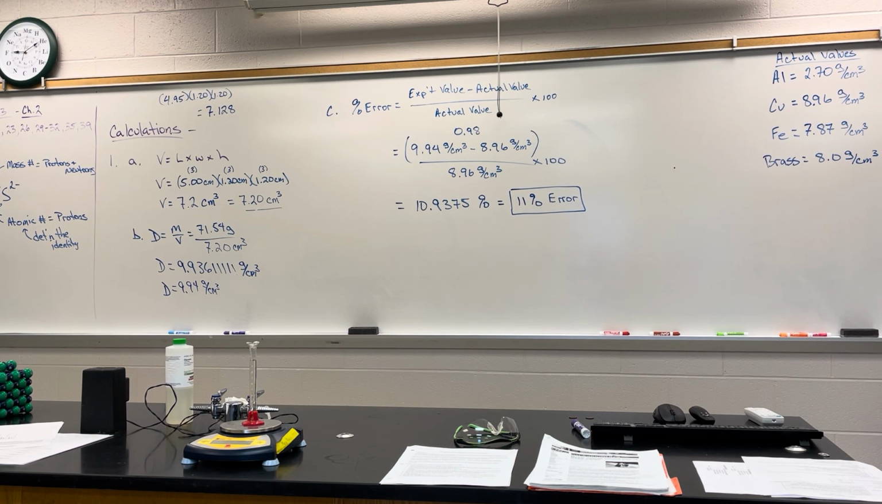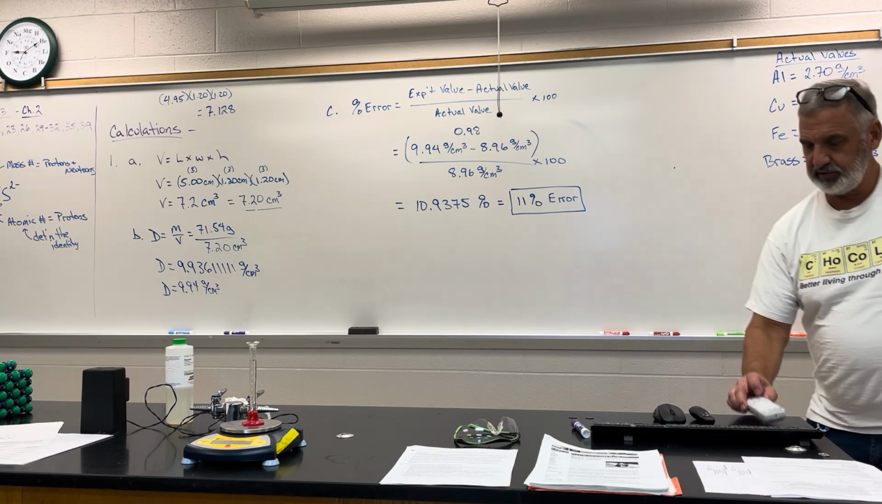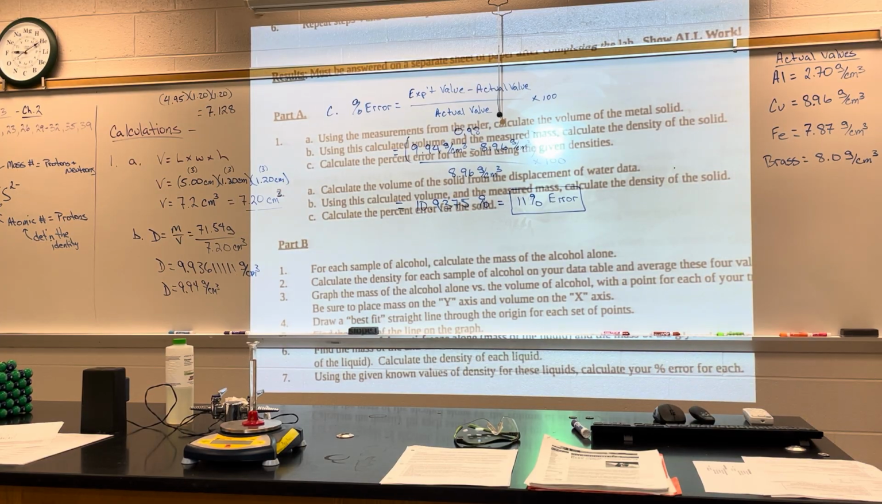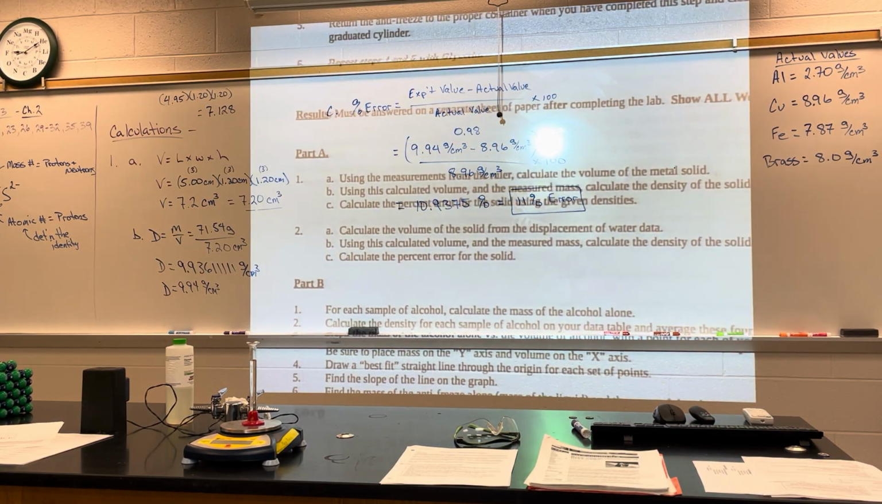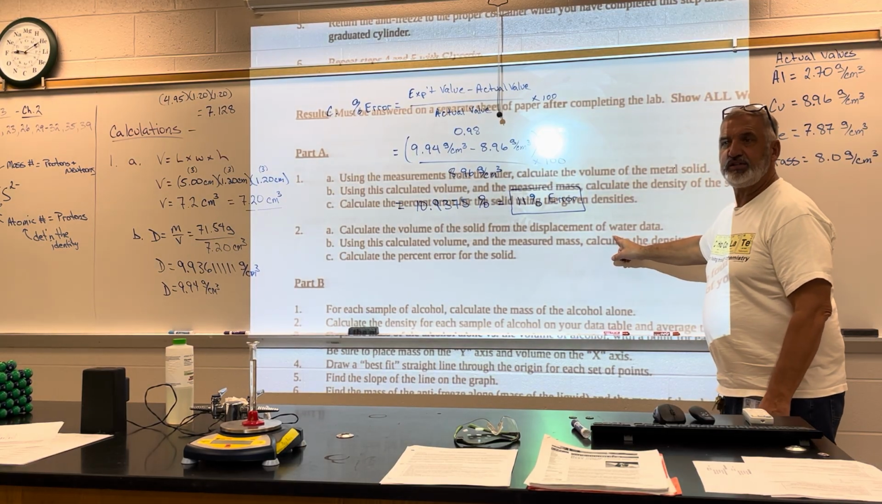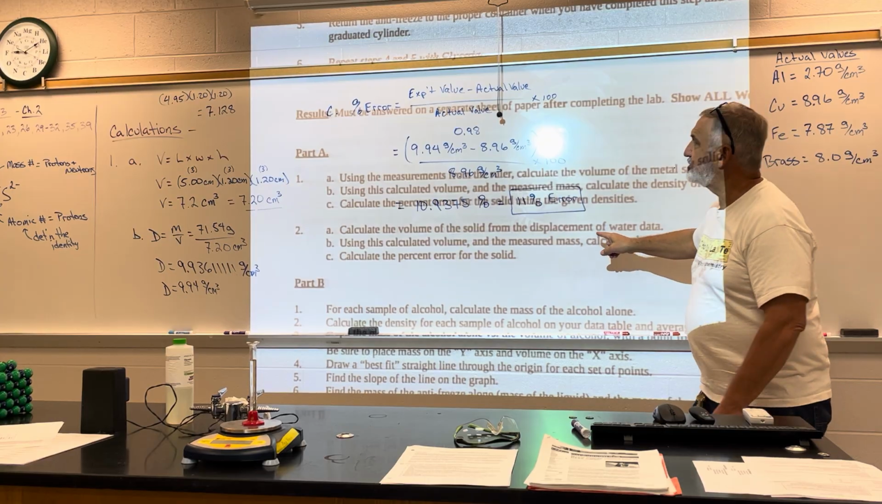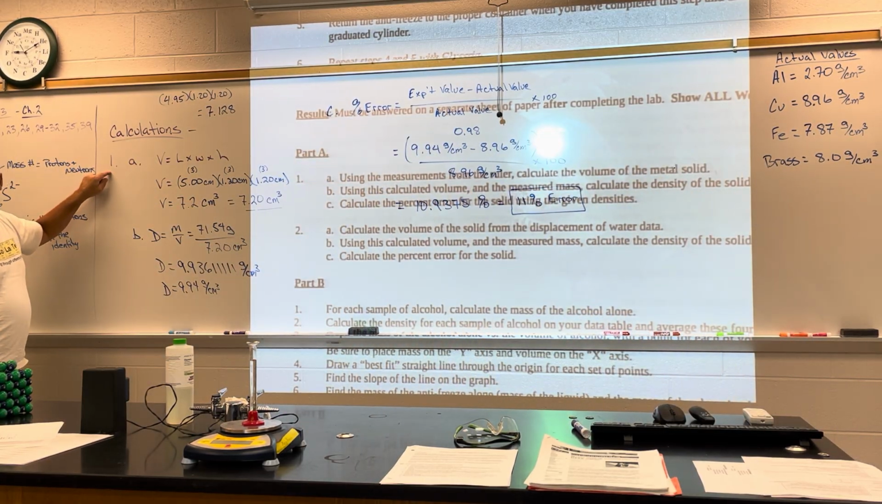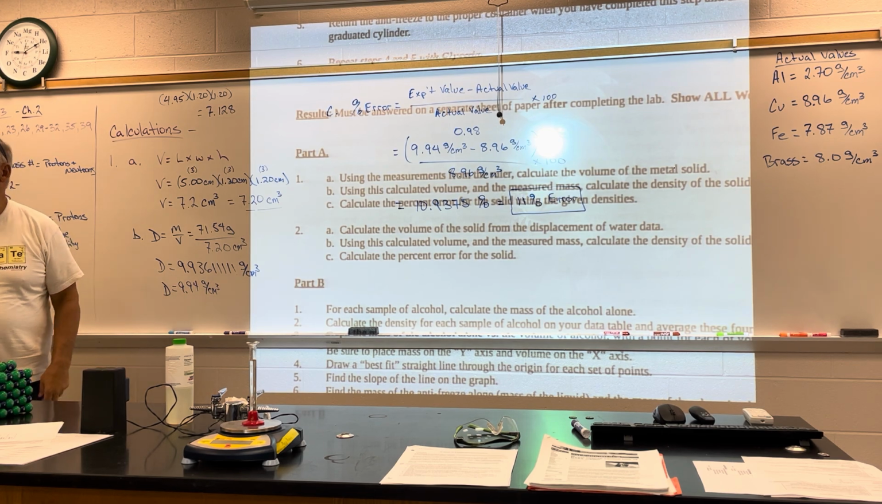Right here. Now it says, on this part 2, to calculate the volume of the solid by the displacement of water. So now you're going to do a 2A. How do we get the volume of the solid from water displacement? How do you get the actual volume? You guys know how to do this. Come on.